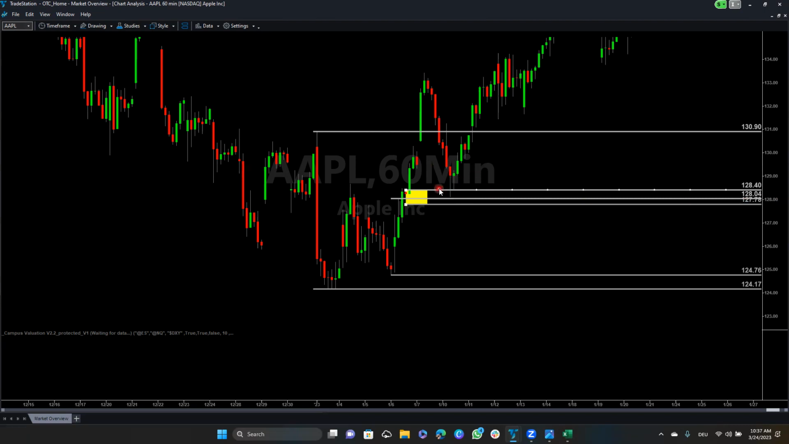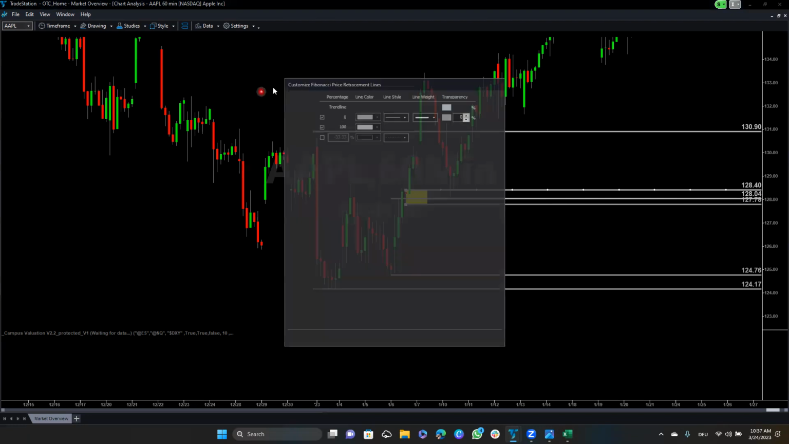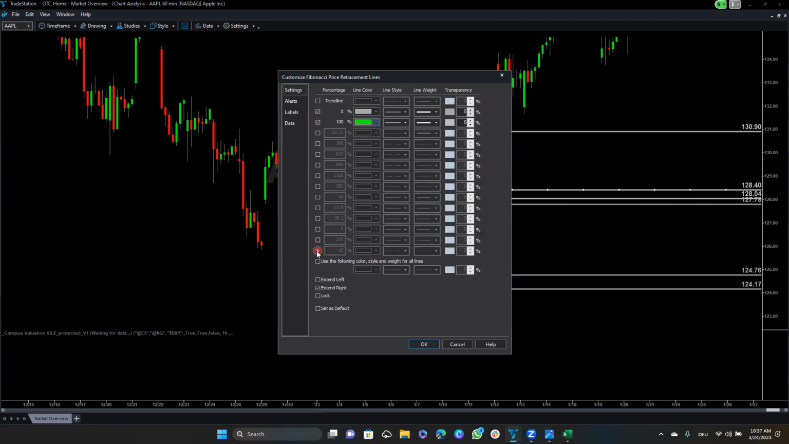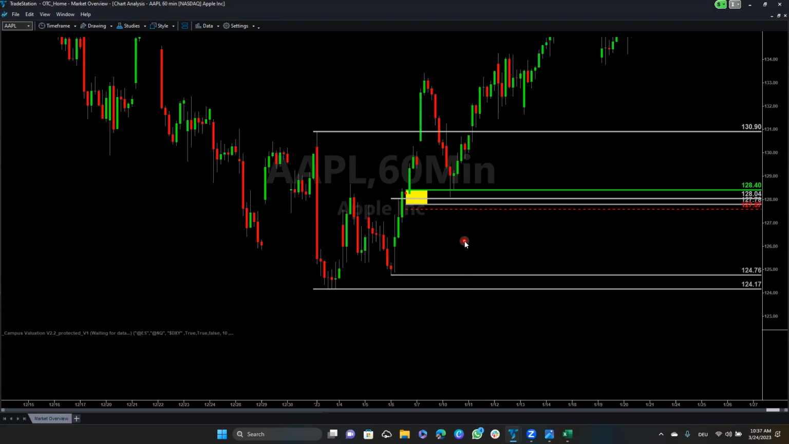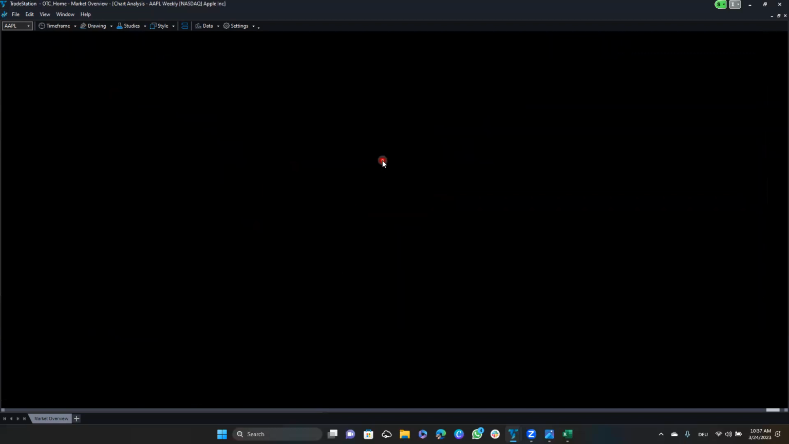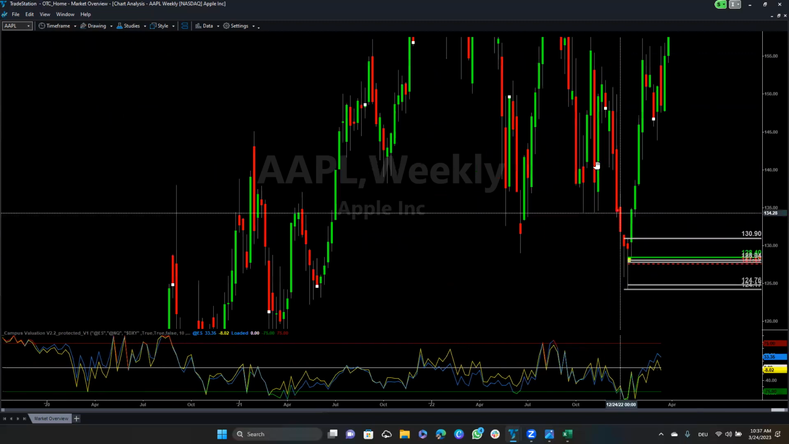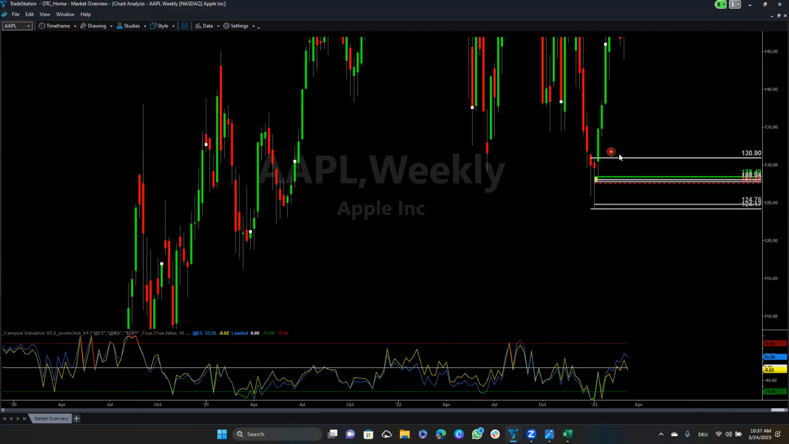That means green, and that means this could be your entry. Okay, this could be your entry. Let me go back to weekly here. And remember, guys, our option number one, our entry was above the 130 and below the 124.